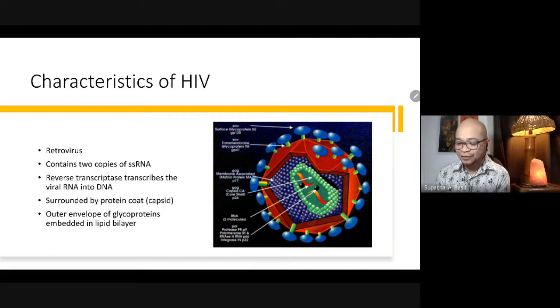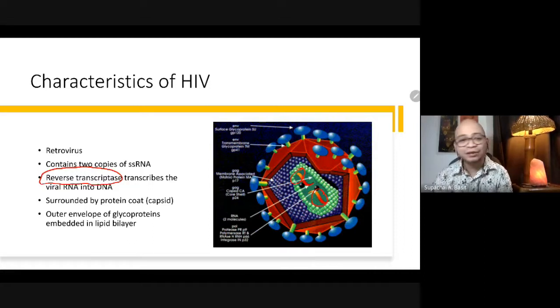So it's a retrovirus and it contains two copies of single-stranded RNA, as you can see here. And one of the most important enzymes that are present here is the reverse transcriptase. This is now the function of the reverse transcriptase. It will transcribe viral RNA into DNA. So we call it the proviral DNA.